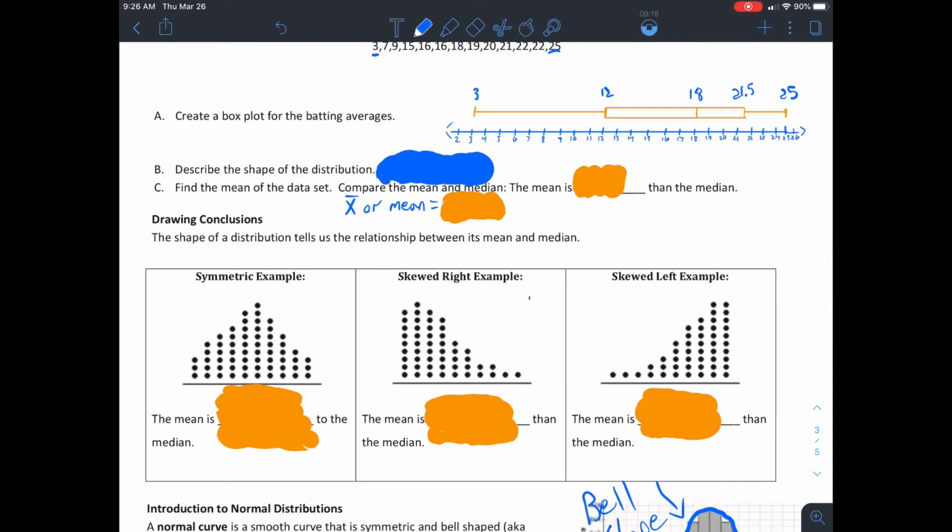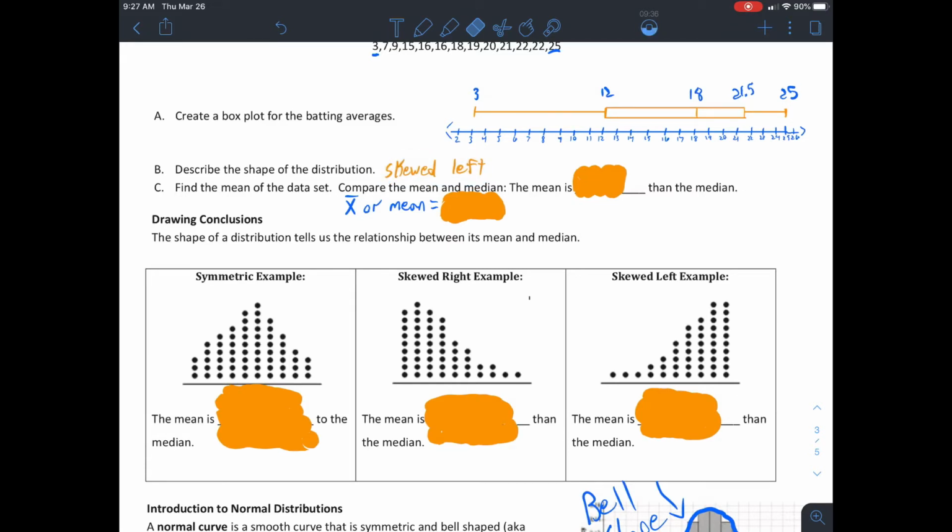Describe the shape of this distribution. Well, it looks like the whisker coming off the left of my box is a lot longer than the right, and my box itself seems to be leaning to the right. So I'm going to say that this is left skewed. Yes, it was skewed left.